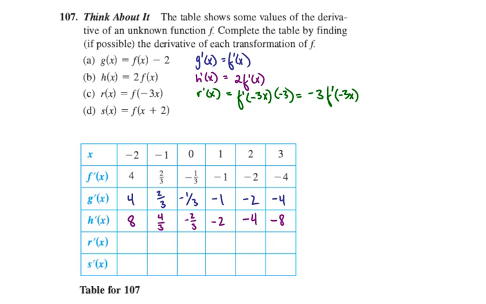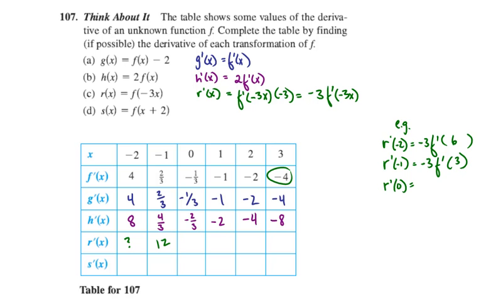When x is negative 2, r prime of negative 2 would be negative 3 times f prime of negative 3 times negative 2, which would be positive 6. So we would need to know what f prime of 6 is, but there are no values for f prime of 6. So we really can't answer that question. r prime of negative 1 would be negative 3 times f prime of negative 3 times negative 1, which would be positive 3. So we're going to look for f prime of 3, which is negative 4. And finally, negative 3 times negative 4 would be positive 12.